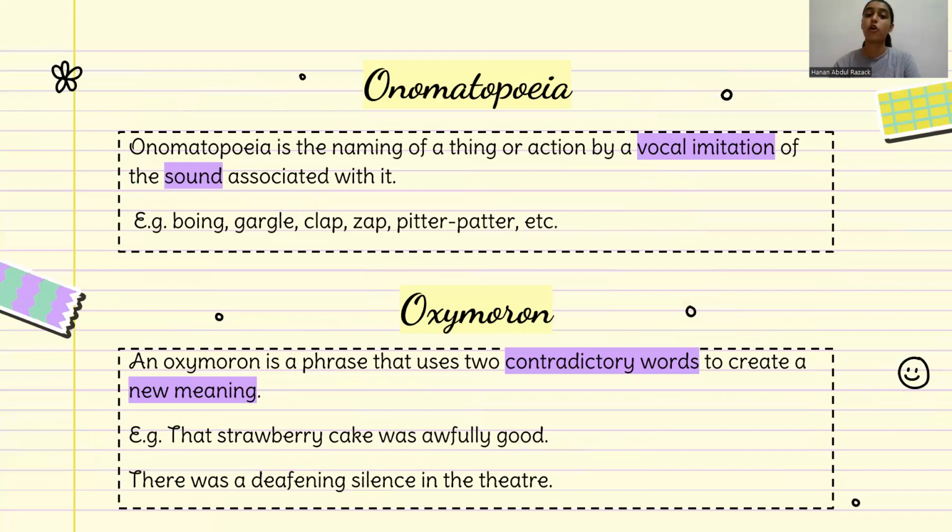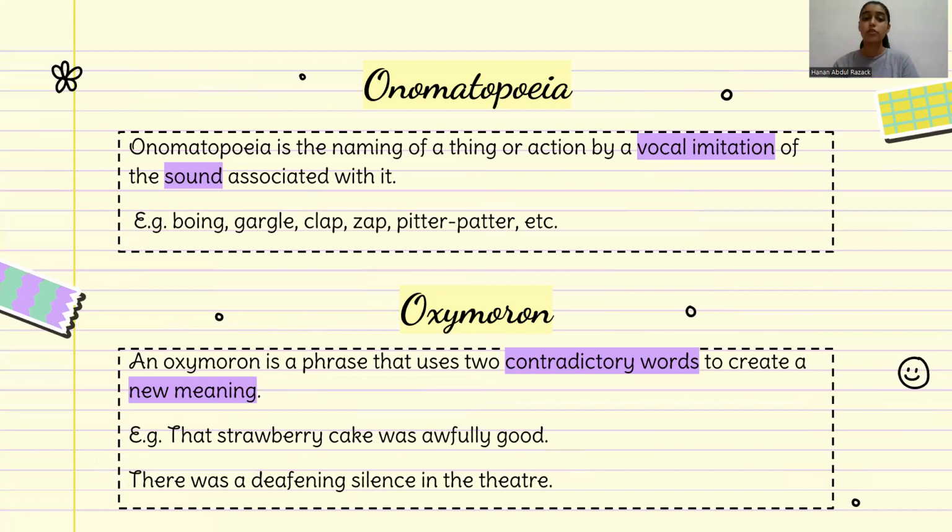Next up, we have onomatopoeia. Onomatopoeia is the naming of a thing or action by a vocal imitation of the sound associated with it. Example, boing, gargle, clap, zap, pitter-patter, etc.